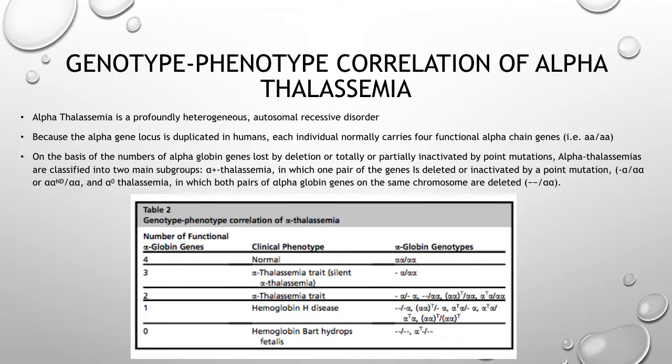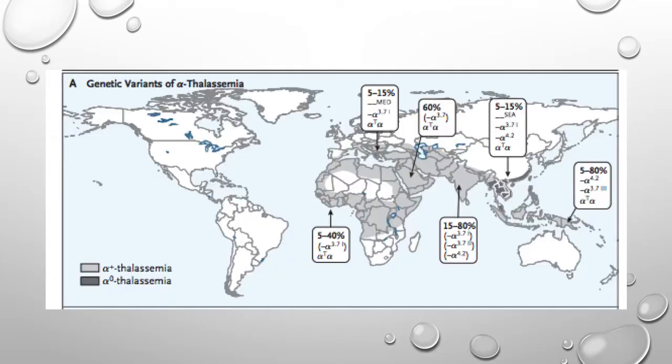Moving on, the inheritance of a single functional alpha globin gene, as you can see here in this table, leads to hemoglobin H disease, whereas complete absence of functional alpha globin genes, caused by homozygous alpha-zero thalassemia, deletes all four genes and leads to a lethal form of perinatal anemia called hemoglobin Bart hydrops fetalis syndrome. I will discuss all of these in detail throughout the presentation.